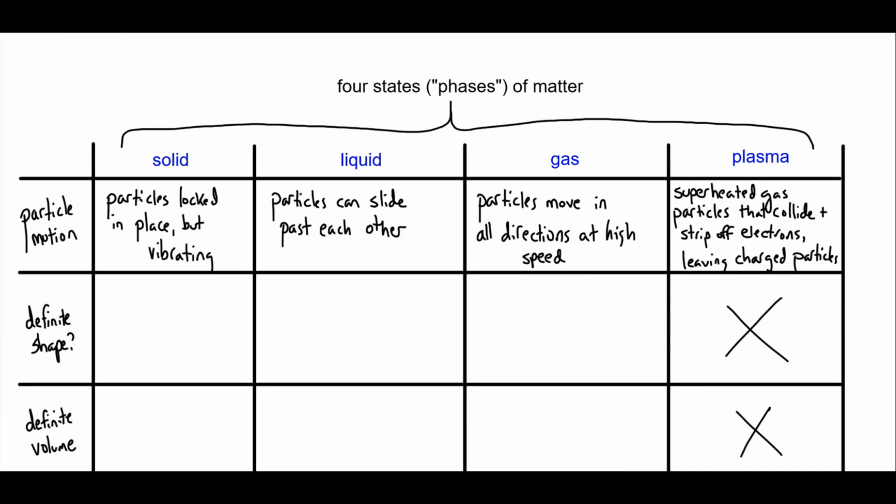Now the other way to define solids, liquids, and gases is whether they have a definite shape and a definite volume. Solids have a definite shape. They're not going to just change shape on their own, so I'll say yes for this box. Liquids and gases, though, they take the shape of their container, and so that's a no in both of those boxes. As for definite volume, solids meet that criteria, but so do liquids. You can pour a liquid into a different container and change its shape, but its volume will remain the same.